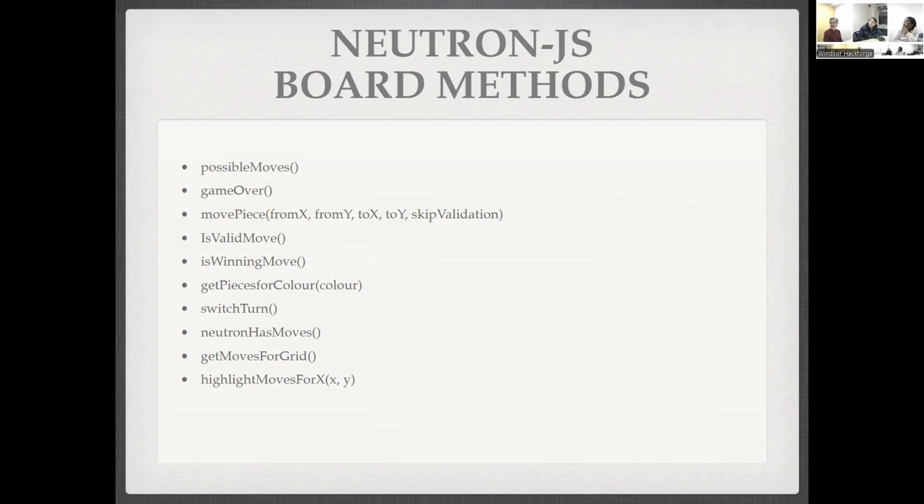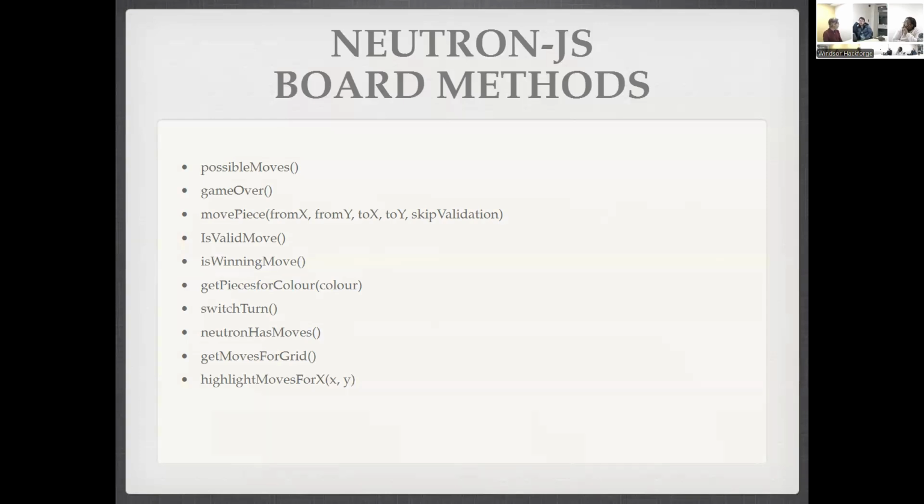We're able to check if a move is winning. Get pieces for color is a supporting function that basically gets the array of pieces for a particular side: white, black, or neutral. Switch turn takes care of the turn logic, and that's interesting because we have a two-stage turn here. So we actually have a four-part turn order: player one neutron, player one piece, player two neutron, player two piece. We need to check at times whether the neutron has any valid moves because that is an endgame state.